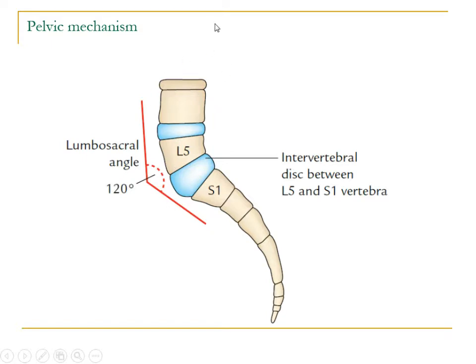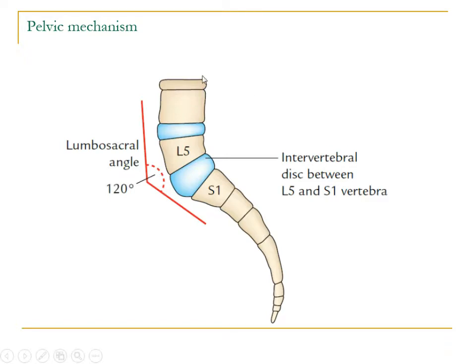Now let's talk about the pelvic mechanism. To understand the pelvic mechanism, we need to understand the direction of the transfer of force in the human body. The force transfers along the vertebral column, and from the vertebral column the force is transmitted through the sacroiliac joint, and then the force is transmitted to the head of the femur, and by the bones forming the framework of the lower limb, it is transmitted to the ground for dampening.